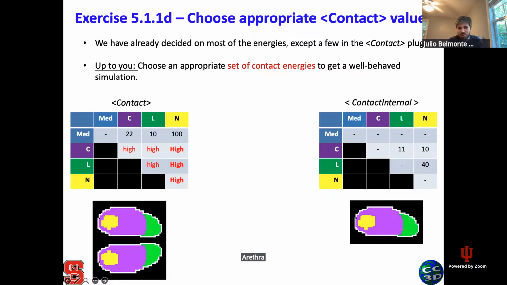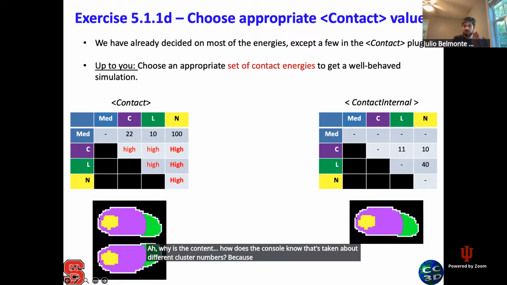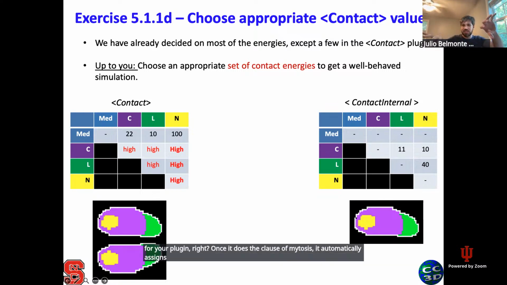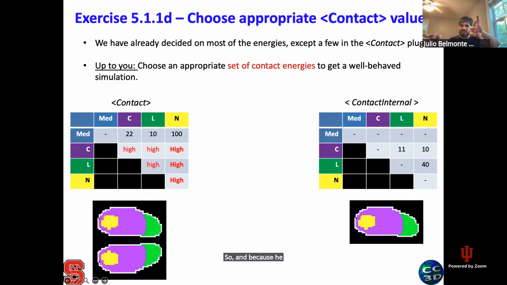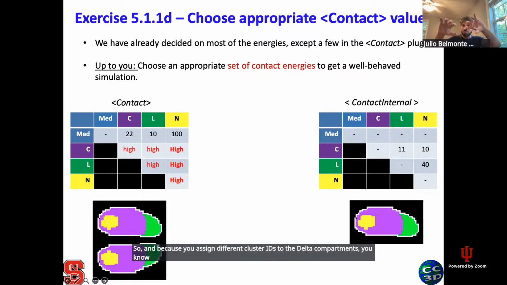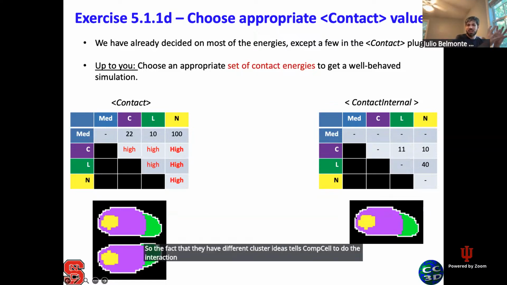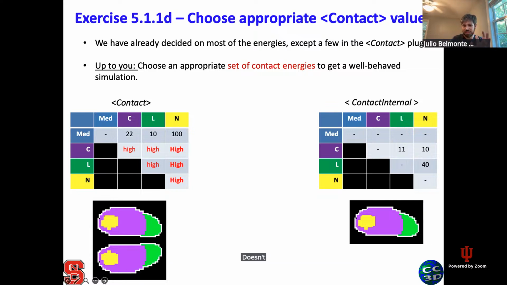Aritra got it working. How does CompuCell know that it's talking about different cluster numbers? Because you chose ClusterMitosis for your plugin, right? Once it does a ClusterMitosis, it automatically assigns different cluster IDs to the other compartments. And because you assign different cluster IDs to the compartments, those two crawling cells now have to interact with the external contact energies. So the fact that they have different cluster IDs tells CompuCell to use the external contact energies instead of the internal. Does it make sense?